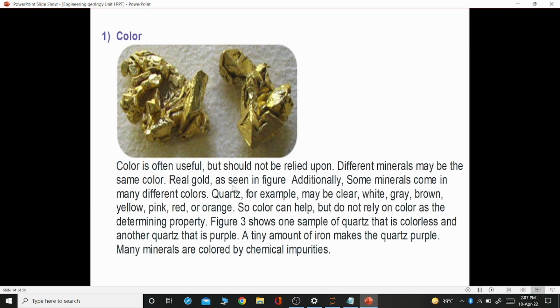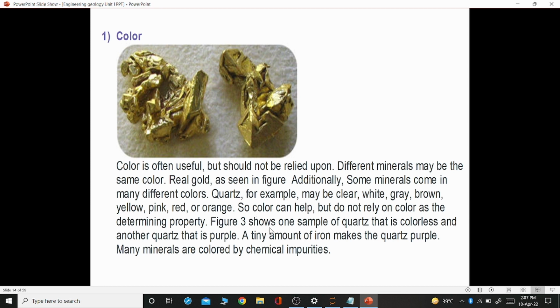Real gold, as seen in the figure. Additionally, some minerals come in many different colors. Quartz, for example, may be clear, white or grey, brown, yellow, pink, red or orange. So color can help, but do not rely on color as the determining property.